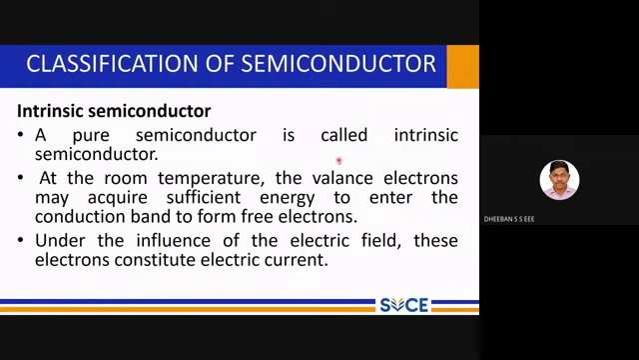Already you have an atom, and on the atom there is a valence electron. You are just energizing the free electrons, and then there will be a flow of electric current. So this is what happens in an intrinsic semiconductor.